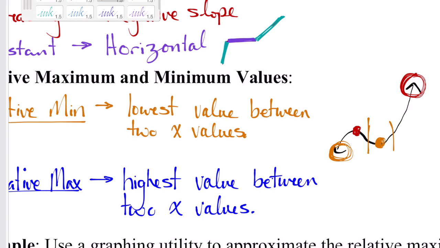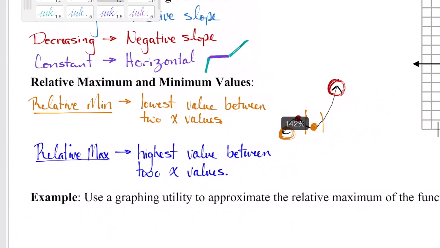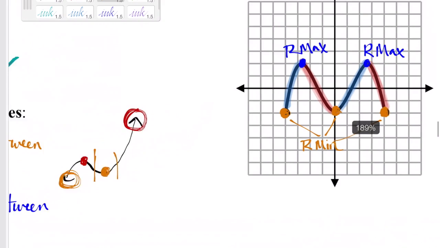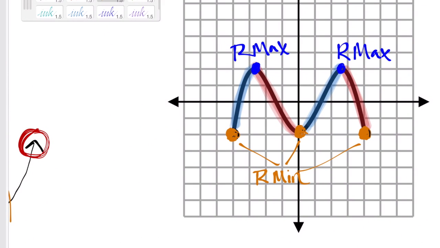We see these peaks and valleys, and we find the x values of those peaks and valleys. So I have another example here of some of those peaks and valleys and the positive slopes and the negative slopes, so where we're increasing and decreasing.